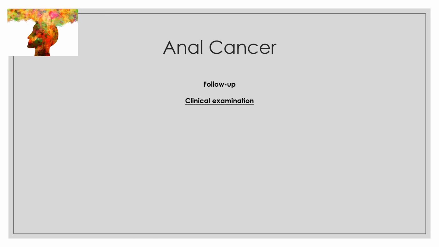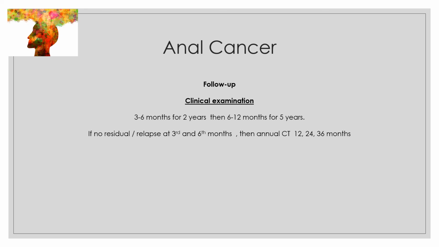The follow-up of anal cancer is based mostly on clinical examination, which is DRE and clinical examination of the abdomen to detect any lymphadenopathy. It is mostly timed at 3 to 6 months for 2 years, then 6 to 12 months for 5 years. If there is no residual or relapse at the 3rd and 6th month, then annual CT at 12, 24, and 36 months. In locally advanced cancer, MRI is suggested at 12 months. However, in some centers, they do MRI 6 monthly or 12 monthly, depending on the grade of the tumor.